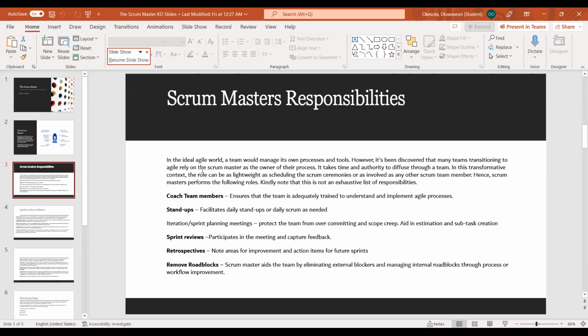So we talked about the iteration sprint planning meeting. So the Scrum Master also facilitates this meeting and protects the team from overcommitting and scope creep. We talked about it during the sprint planning, right?